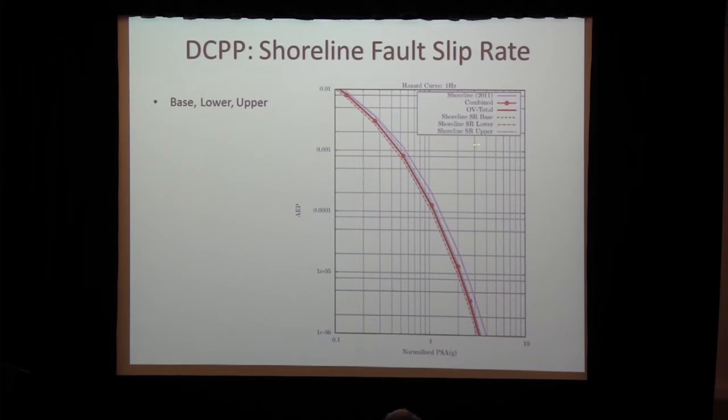In this case, the upper shoreline slip rate does not push it up to be approximately equal to the shoreline report hazard curve. But if you remember back, the shoreline is not as significant of a contributor to the hazard at the plant as the Hasgui is. So you can see you've got a little bit of a distribution.